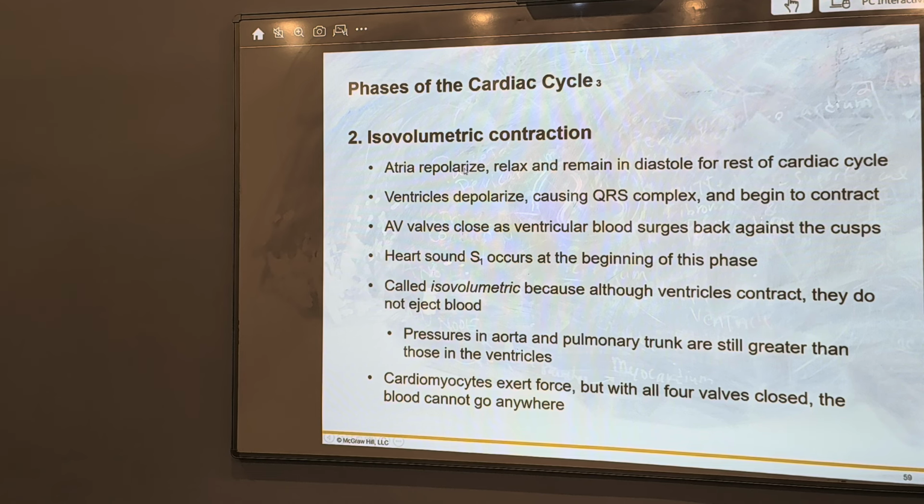The atria here repolarize, relax, and remain in diastole. And the ventricles now depolarize, but not yet completely. They are still about to depolarize. And the AV valves close. So now we are finishing up with the atria because we are about to pump the ventricle. We are about to contract the ventricle. So we need to ensure that the atria is relaxed, that the atrioventricular valve is shut so that blood doesn't leak back into the atria. That's the role of the isovolumic contraction. So this is isovolumetric, because although the ventricles contract, there is no ejection of blood.